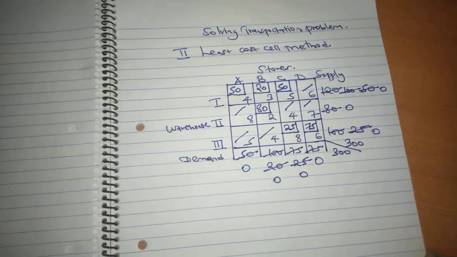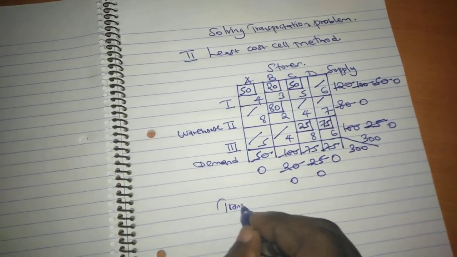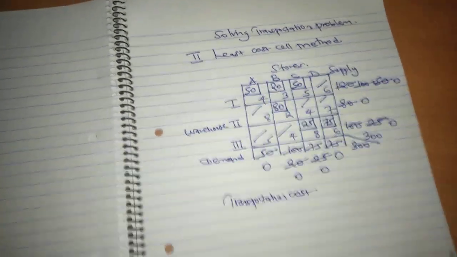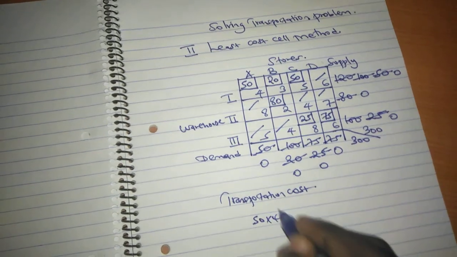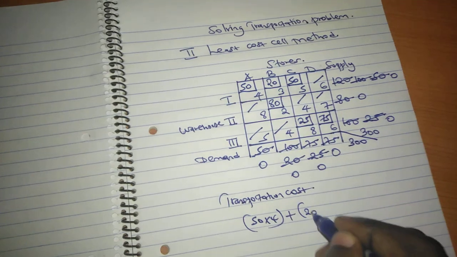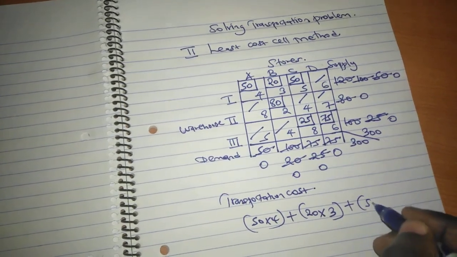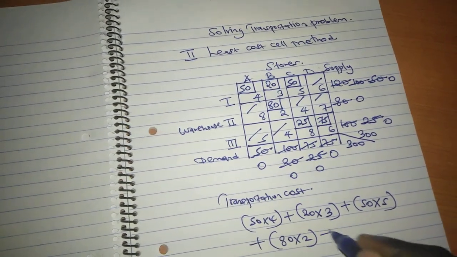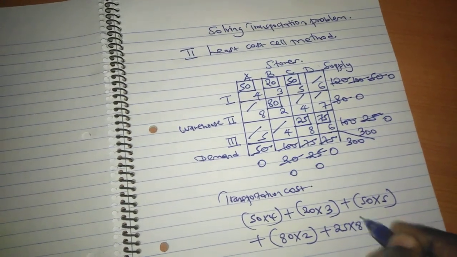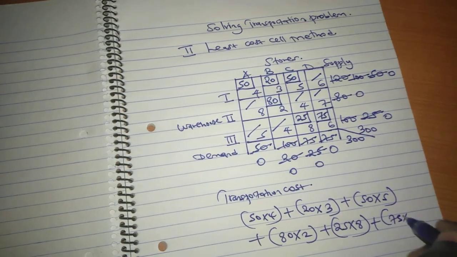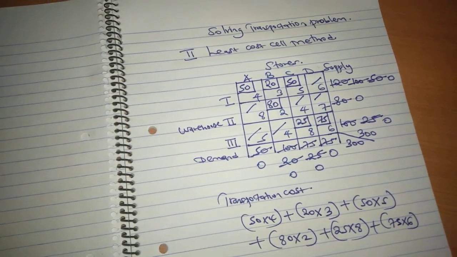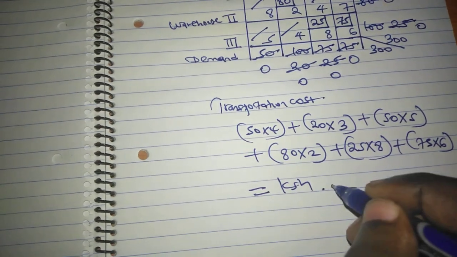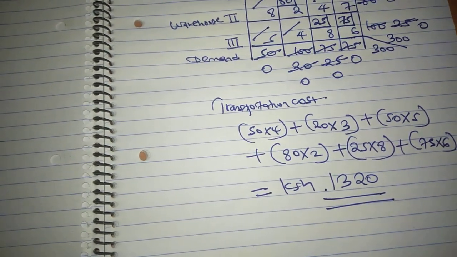Now the next thing is to establish the transportation cost. That is going to be very simple. Simply take 50 by 4, add 20 by 3, add 50 by 5, add 80 by 2, add 25 by 8, add 75 by 6. So this will give us a transportation cost of Kenya shillings 1320. Thank you.